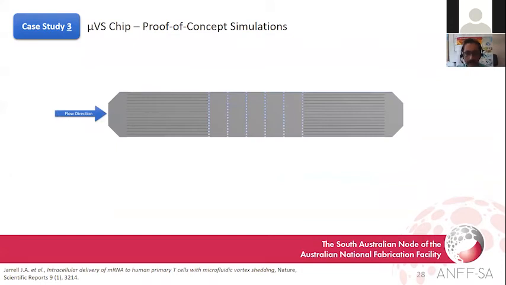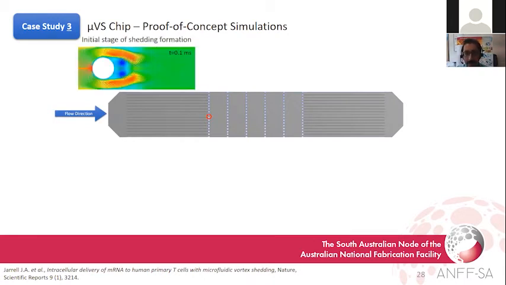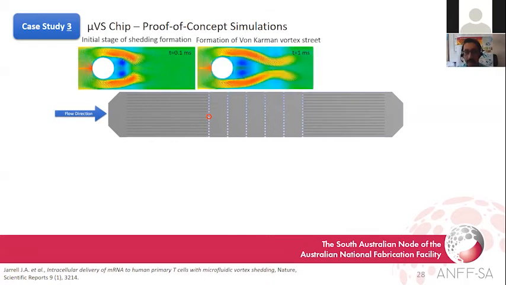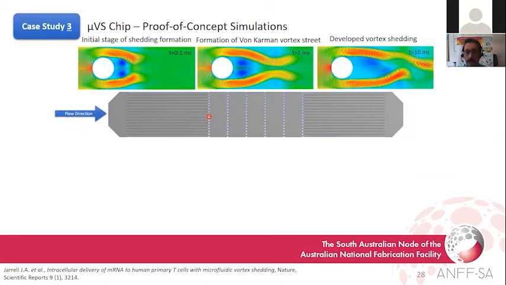The first step in this project was proof of concept. For this purpose, one post is considered for simulation. As you can see here, the initial stage of shedding formation, the formation of von Karman's vortex street, and finally the development of the vortex shedding we could capture successfully by simulation. These are the velocity vectors colored by the order of magnitude. So hot color represents high velocity region and cold color represents low velocity.